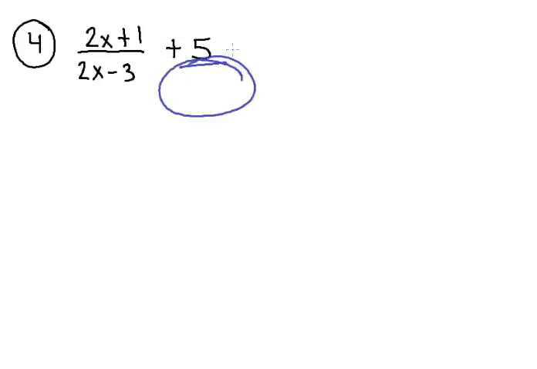So I'm going to have to multiply with the 2x minus 3 that is missing. And I don't need to multiply anything on the first fraction. So the first fraction is going to stay like that.